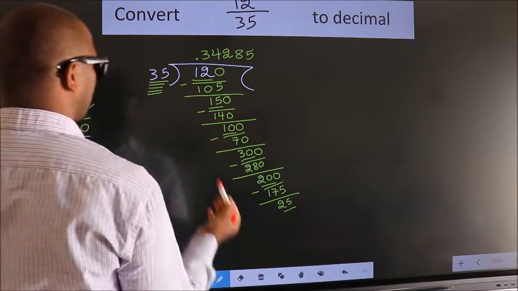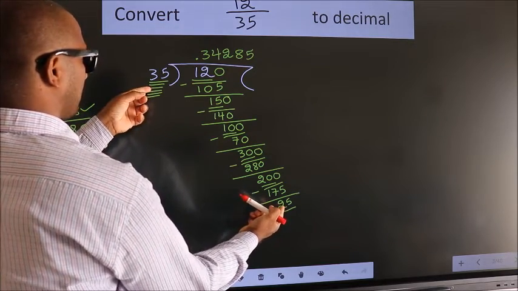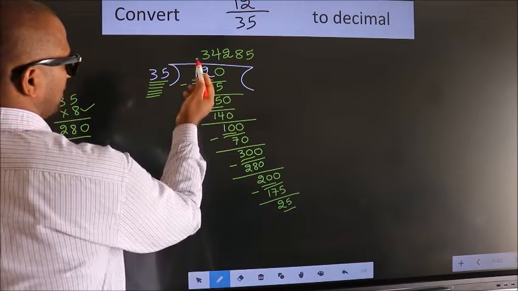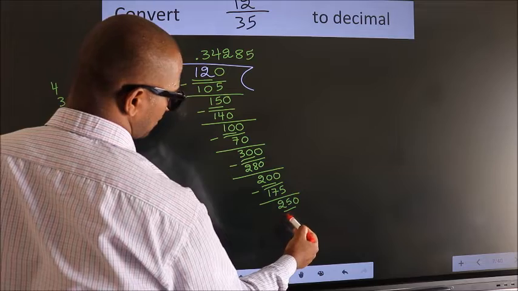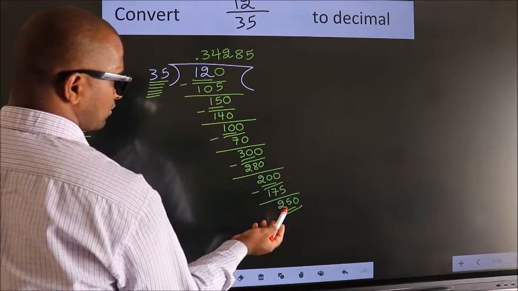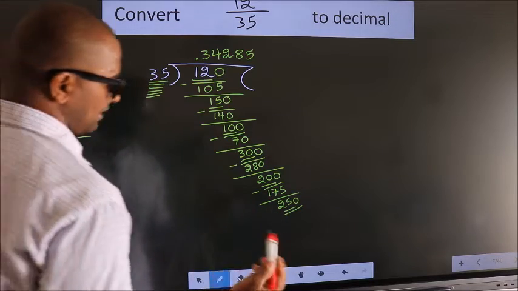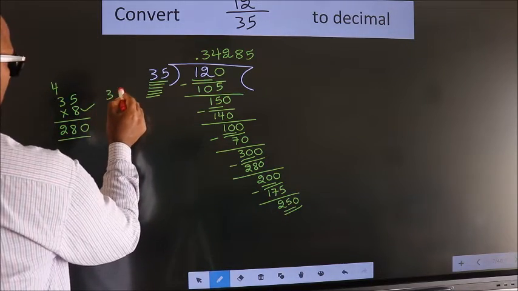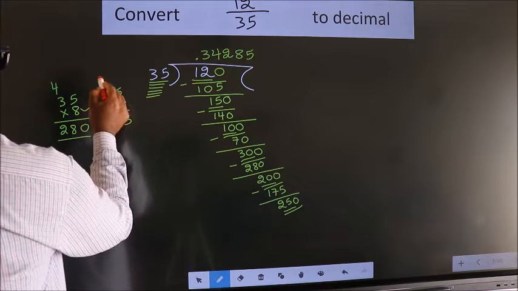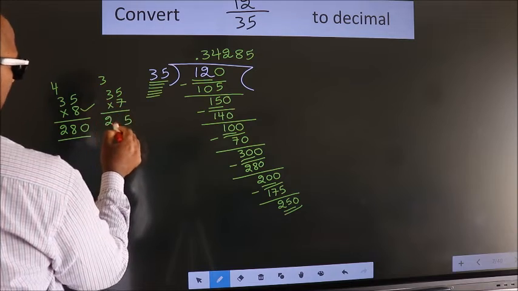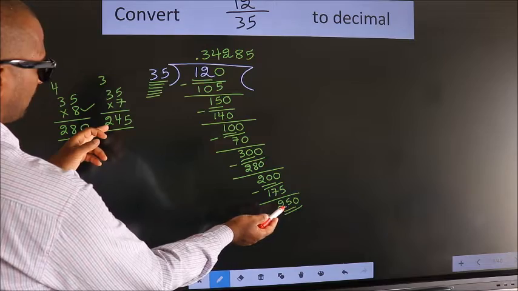Here we have 25, here 35. 25 is smaller than 35, and we already have the decimal, so we can directly take 0. So 250. A number close to 250 in the 35 table is, let us go with 7. So 35 7 times. 7 5s 35, 5 and carry 3. 7 3s is 21 plus 3, 24. So 245, close to 250.